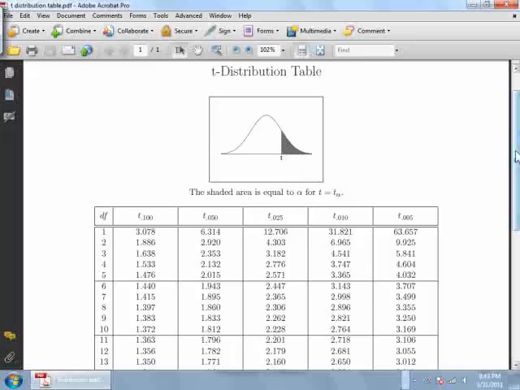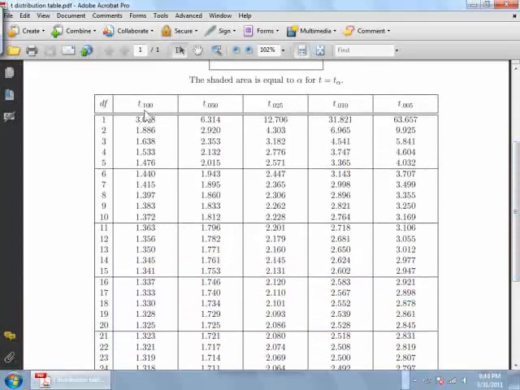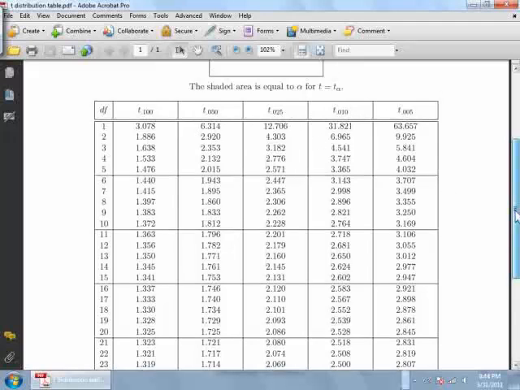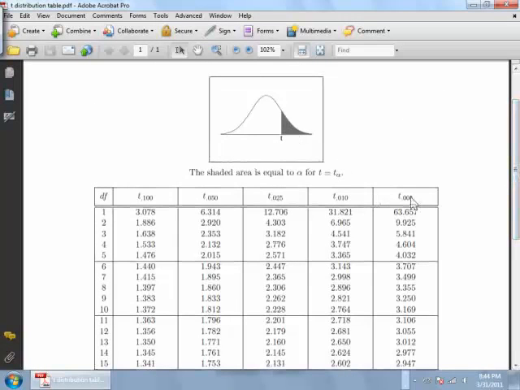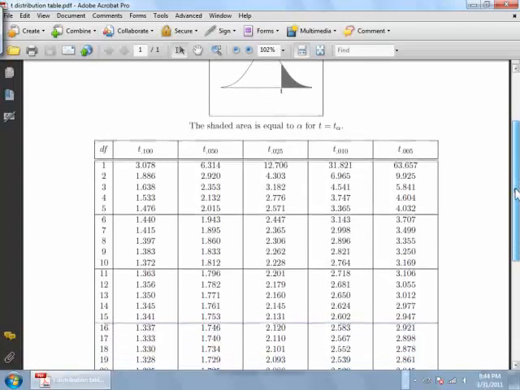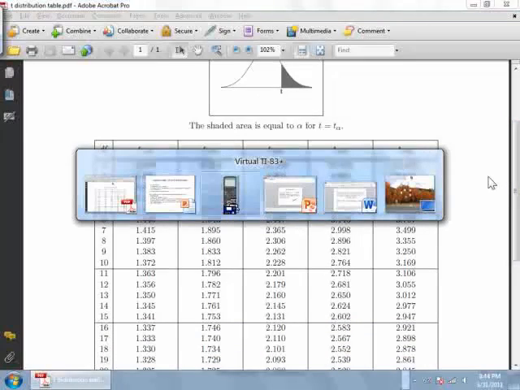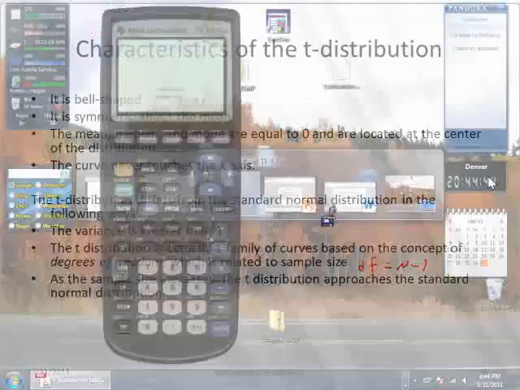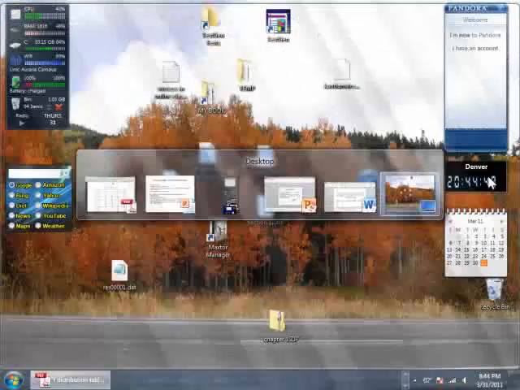And then what these tables will give back to us is this t-score. All right? So if you take a look at the columns, t sub 0.1, t sub 0.05, t sub 0.025, t sub 0.01, t sub 0.005, these subscripts down here relate to this upper shaded area. So this is the area right here. Everybody with me? And then the rows are your degrees of freedom.